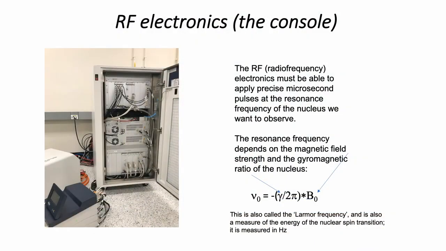The NMR measurement is based on the strength of the magnet, so B naught is what I'm calling that, and the gyromagnetic ratio of the nuclei that you're looking at. We're going to talk about hydrogen today. And so you've got to be able to synthesize precise frequencies with precise durations and power levels in order to send those to your sample.